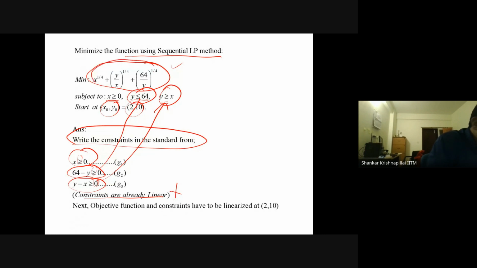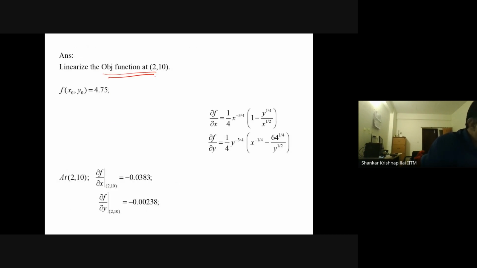Only the objective function must be linearized at x naught, y naught equal to (2, 10). So linearize the objective function at (2, 10). f of x naught, y naught is 4.75, and partial f by partial x at x naught, y naught is minus 0.03. Partial f by partial y at x naught, y naught is minus 0.002. So you need these values.